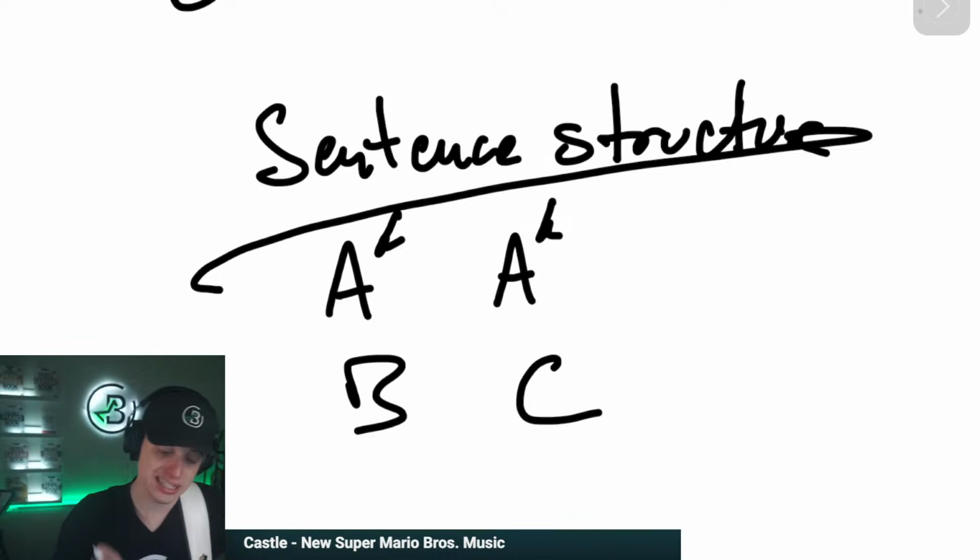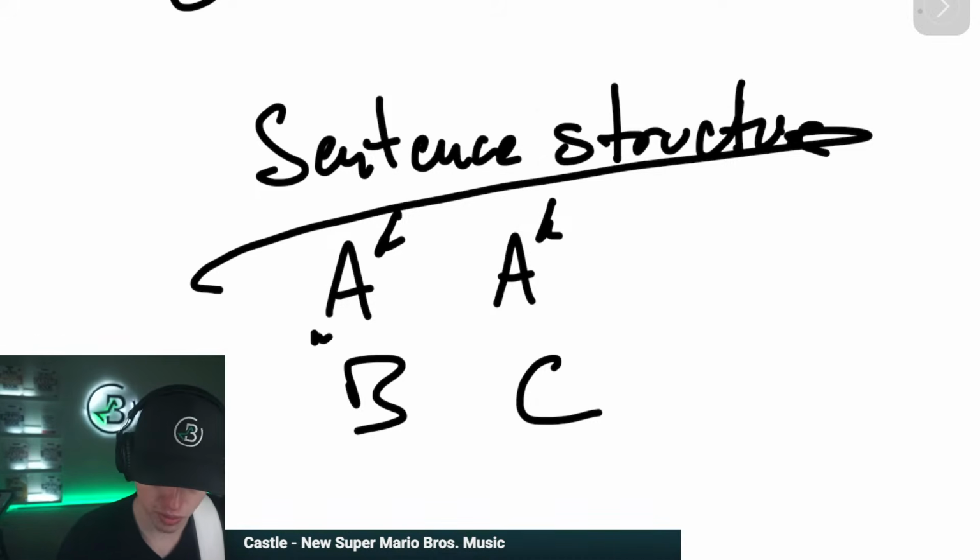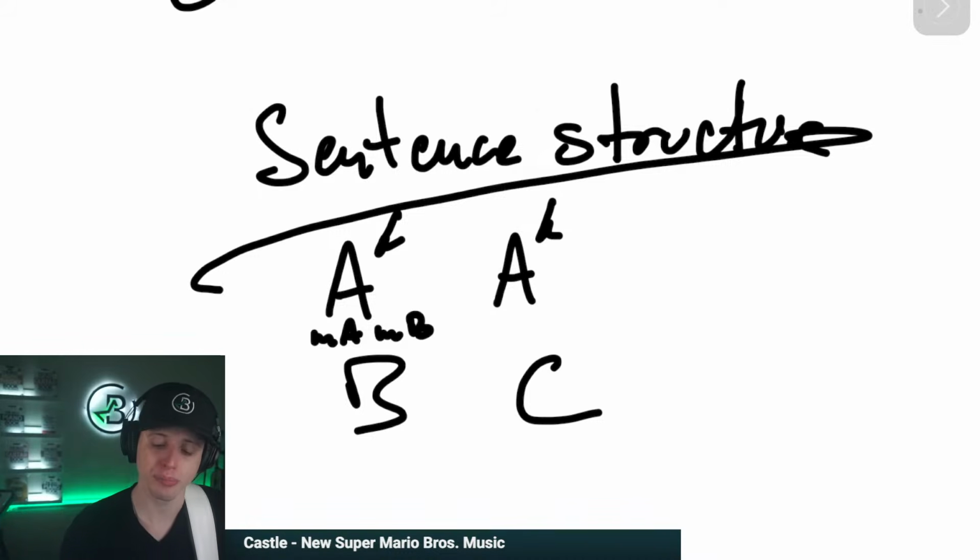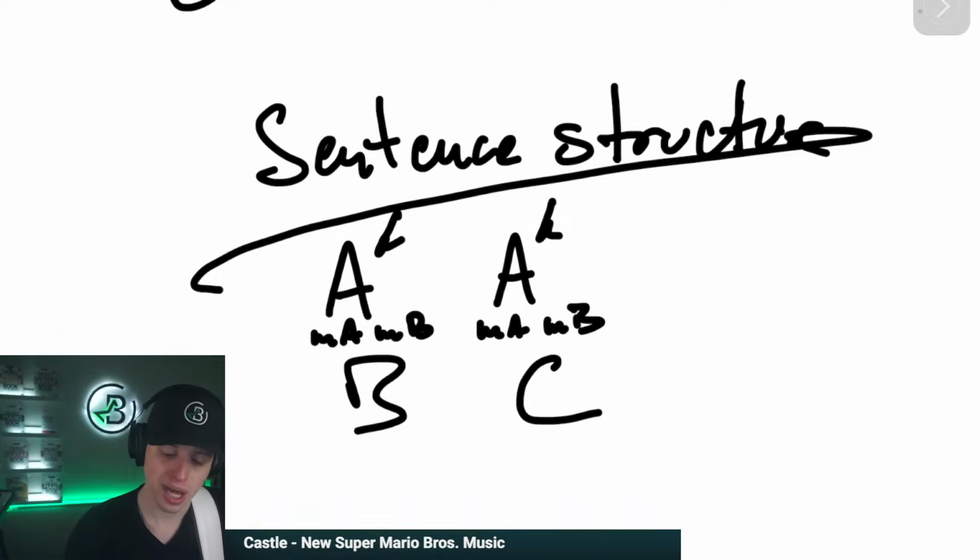Now check it out. Basically we have motif A and motif B. Motif A is ba ba da ba da ba, and then motif B is ba ba ba ba, and then we have motif A again here, and then motif B again here, and these motifs come together to create subphrases.